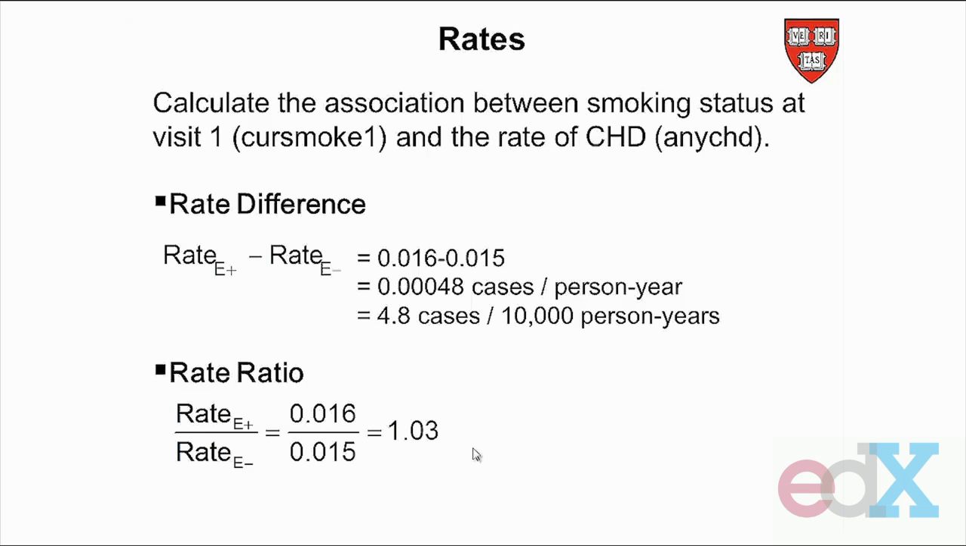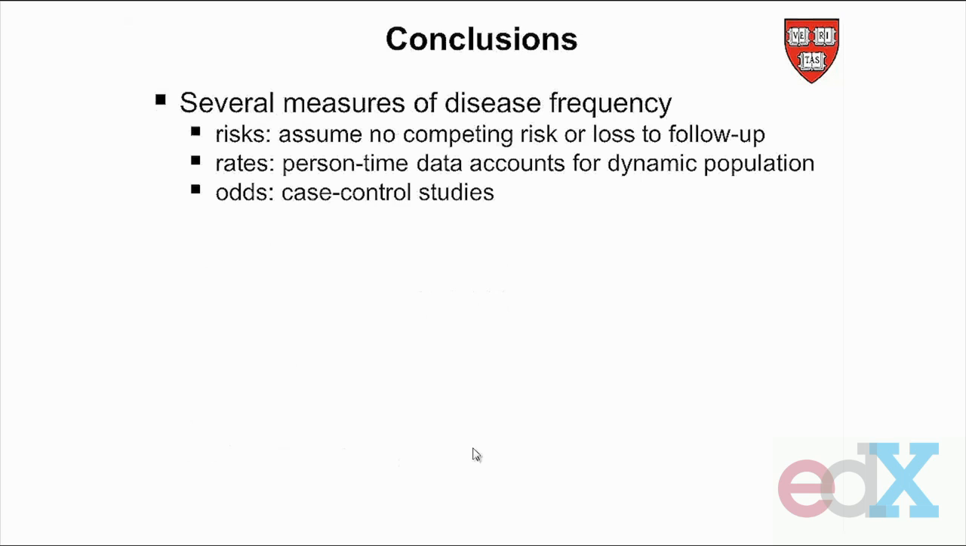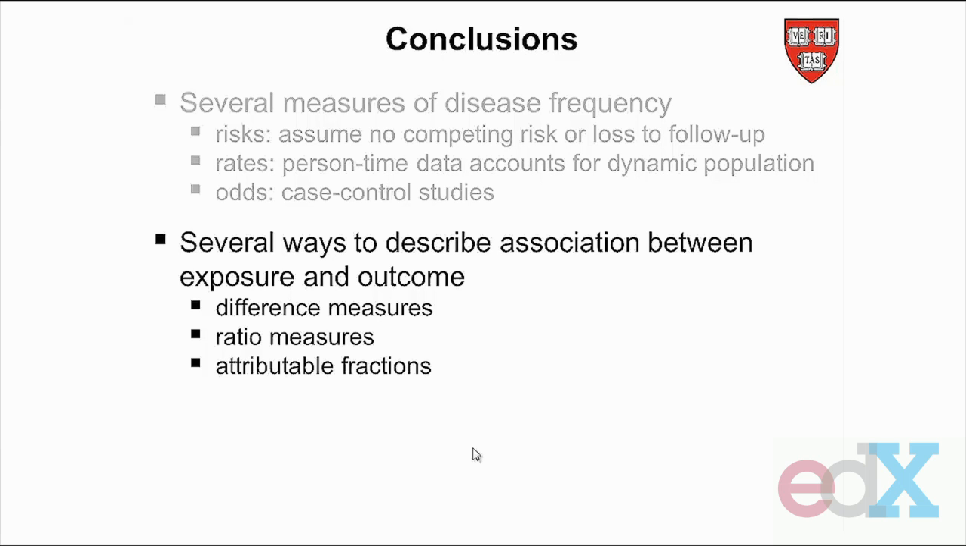So in summary, we've now discussed several measures of disease frequency. We've looked at risks, which are appropriate when we can assume that there are no competing risks or loss to follow-up. We've used rates when we have person-time data to account for the fact that there can be competing risks and loss to follow-up. And we've looked at odds and the symmetry of using an odds ratio for the disease odds ratio and the exposure odds ratio, which will be extremely handy when we're looking at case control studies, and we'll discuss this further.